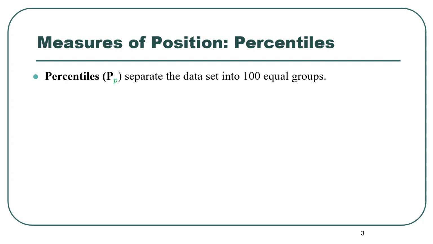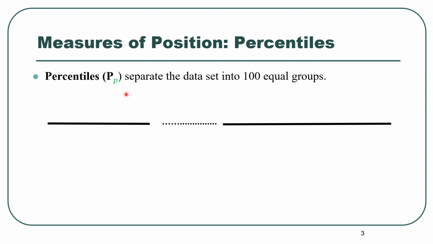Measures of position. Percentiles. What are the percentiles? Percentiles, which we are going to represent with P subscript small p, are the 99 values which are separating the data set into 100 equal groups.